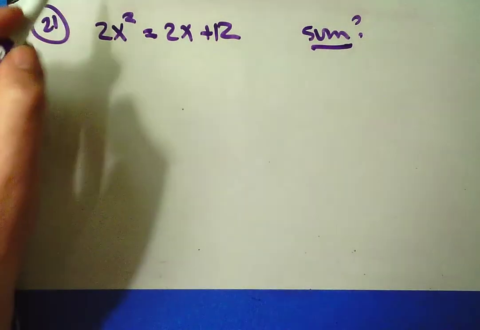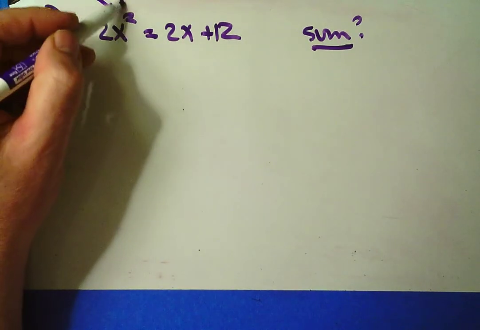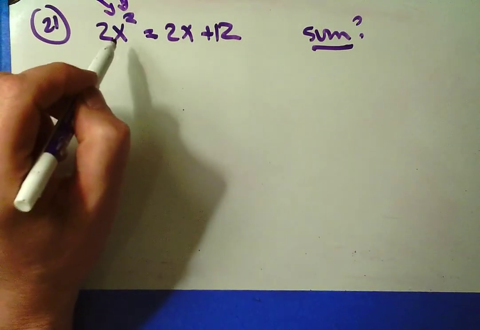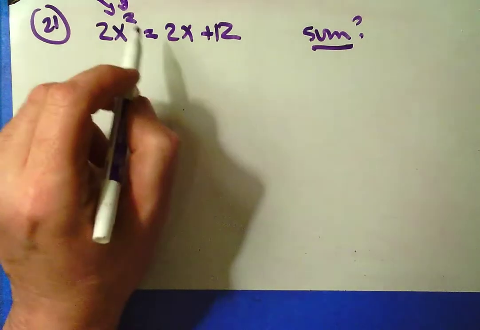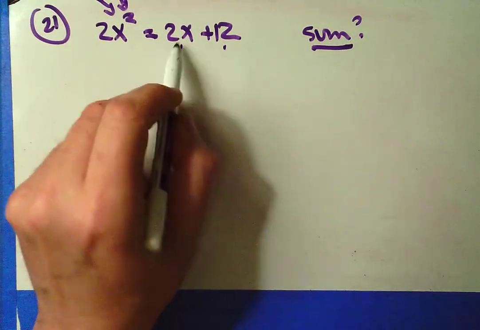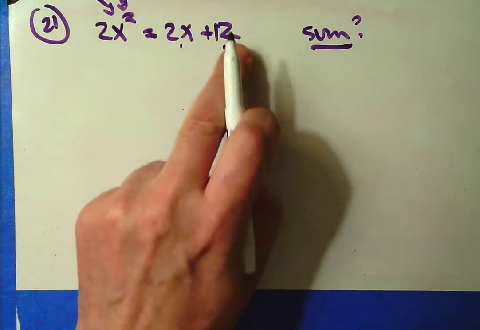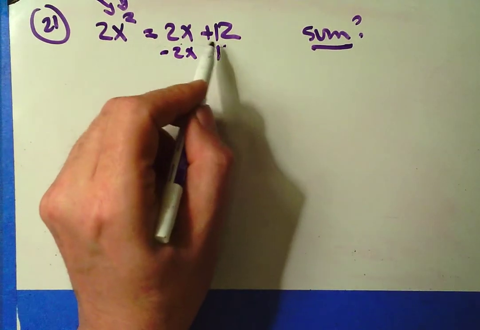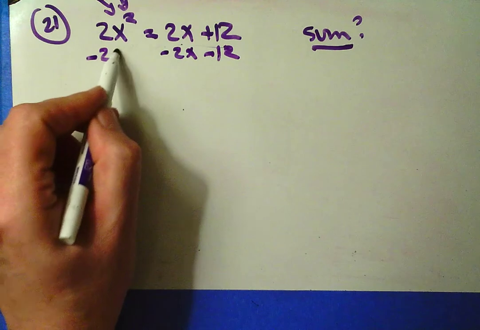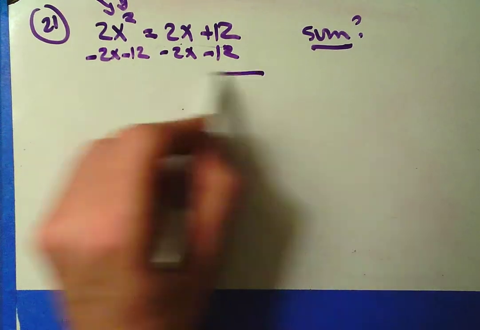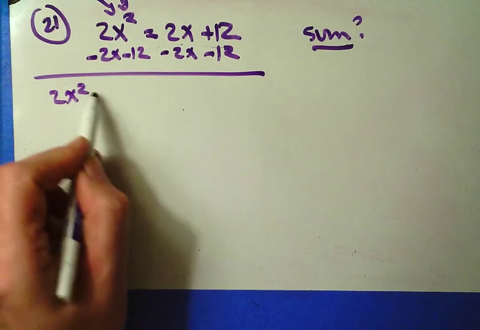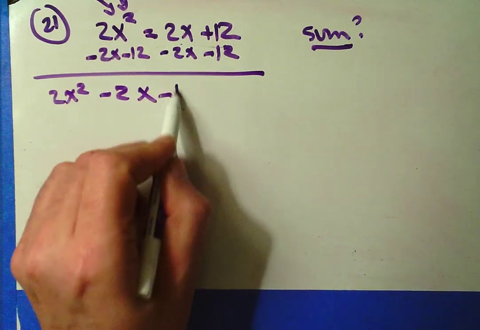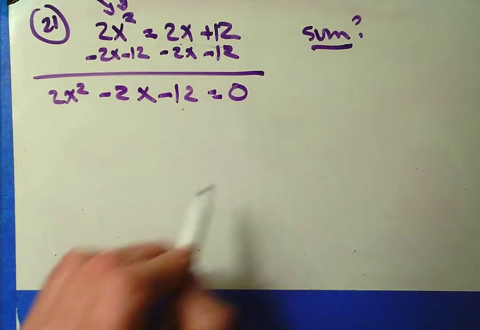together. So the first thing I notice is this is a quadratic. And no, I'm not going to take the square root of both sides. I'm going to subtract these things, move them onto the left side so that I can get everything on one side of the equation and therefore the equation equal to 0. So I'll have 2x squared minus 2x minus 12 equals 0.